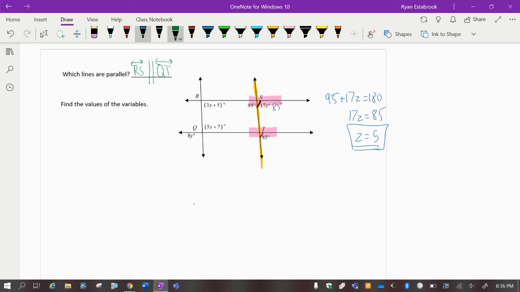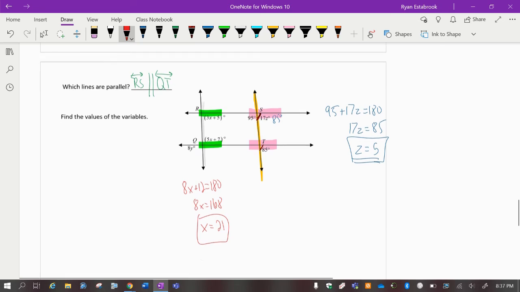So because that's true, I'll look over here on the left side. Parallel, parallel, transversal. So it means these two consecutive interior angles must be supplements. So if we add those together, we'd set it equal to 180. So 3x plus 5 plus 5x plus 7 would give us 8x plus 12 equal to 180. Subtract 12 from both sides, that's 168. Divide both sides by 8, and x is equal to 21.